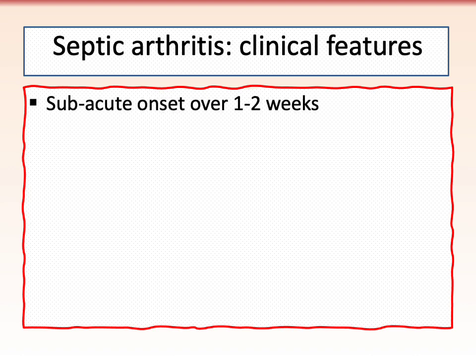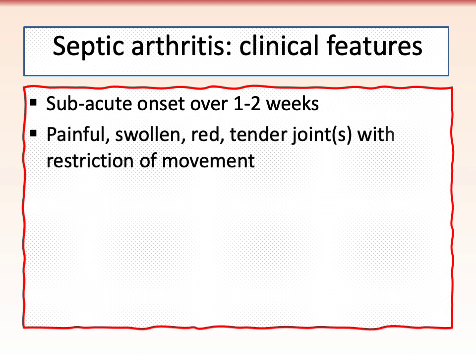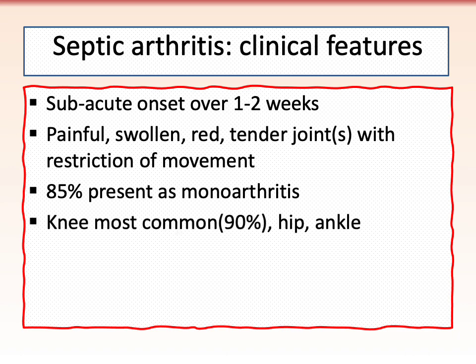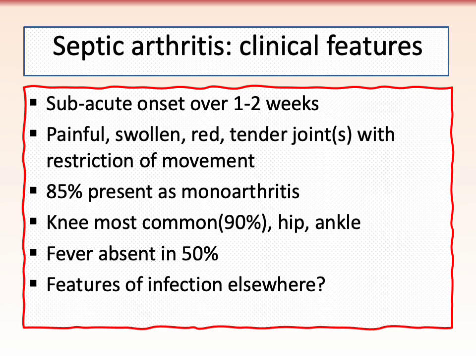It can present subacutely over 1 to 2 weeks with a painful, swollen, red, tender joint with restriction of movement. 85% present as monoarthritis, with the knee joint the most common, followed by hip and ankle joints. Fever is absent in about 50% of the cases. Always look for features of infection elsewhere in the body.